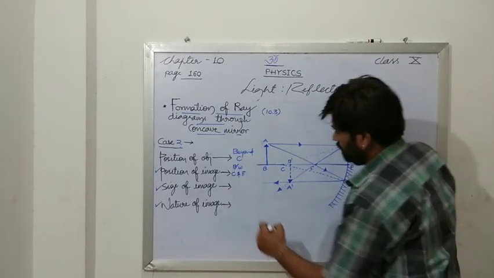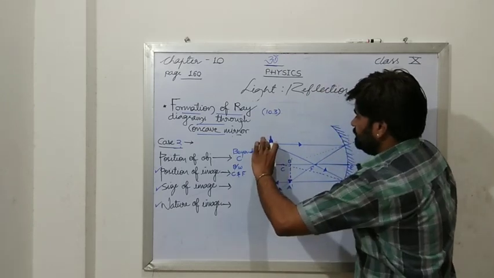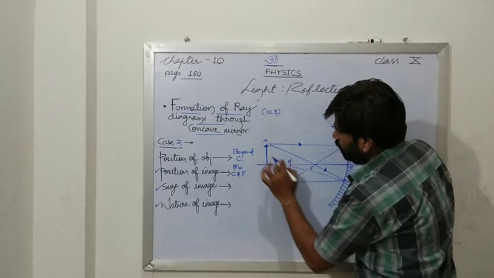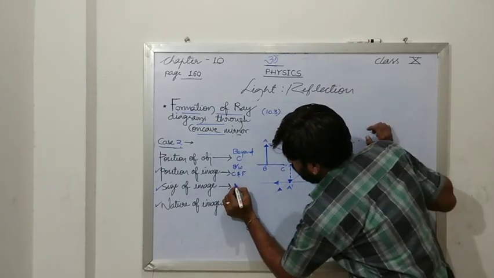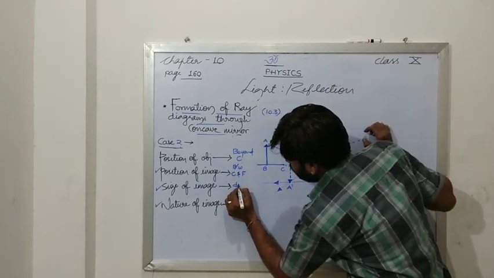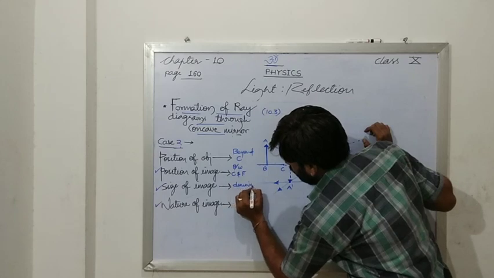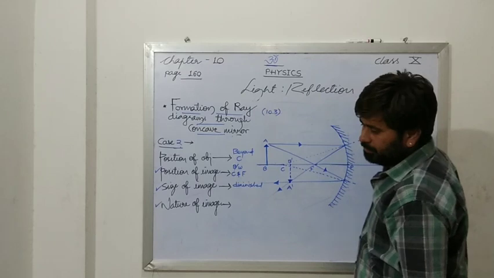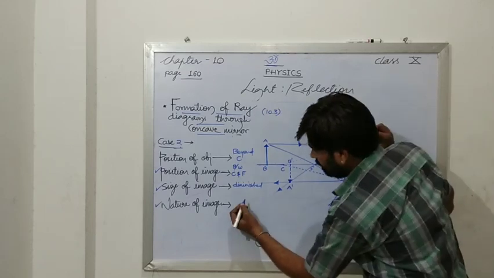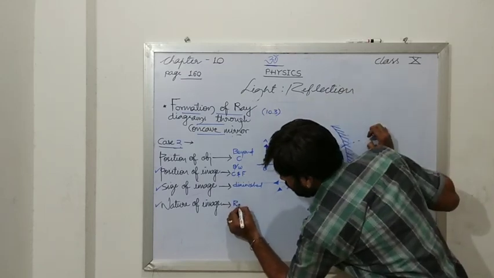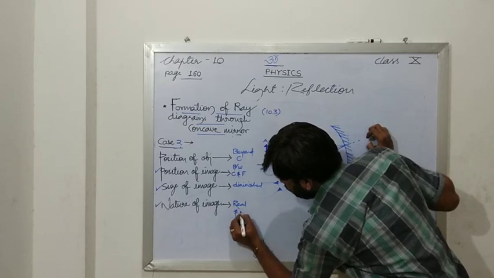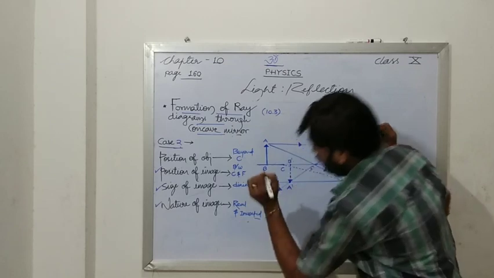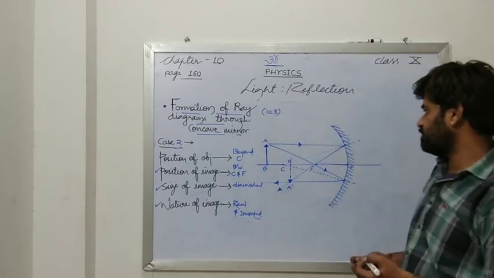Now the size of the image: this is the object and this is the image. It is somewhat smaller than the object, or you may say it is diminished. It will be diminished, or smaller than the object. And then the nature will be what? Real and inverted. So this was case number 2.